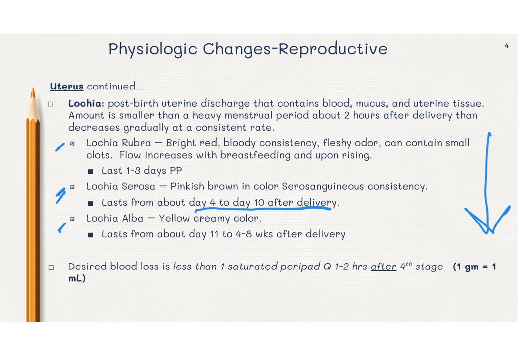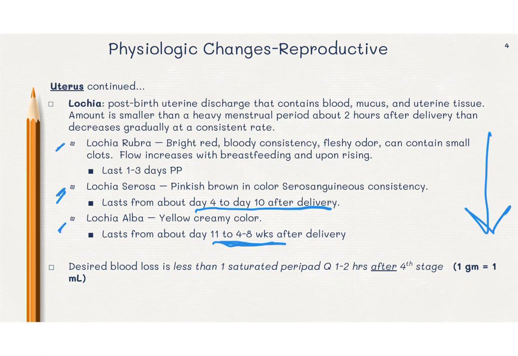But as they go home and as they're going down through lochia serosa, they don't need these big pads anymore. They can use the pads that they can buy at the grocery store at that point. And then as we get into day 11 to 4 to 8 weeks from delivery, the discharge gets less and less the farther you are out from delivery. This stage here is called lochia alba, and it's just like it says there. It's not really blood. It's more of a yellowy color.